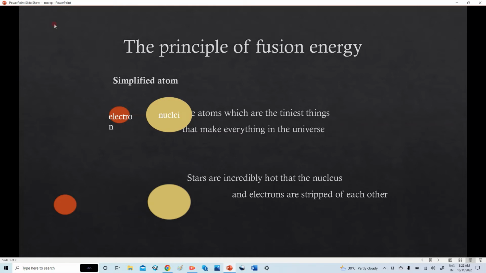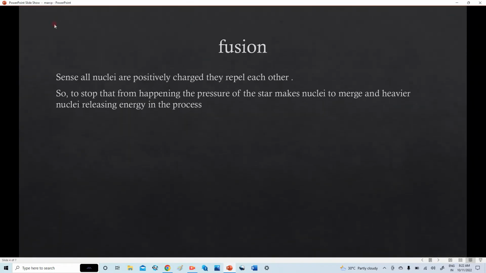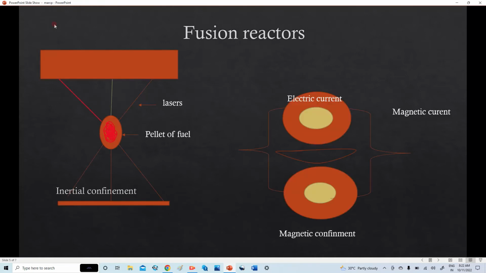Now, you see, those two nuclei have to fuse. To make this happen, pressure inside the star makes them merge into heavier nuclei, and in this process, they release energy. Now, there are two ways of doing this, such as inertial confinement and magnetic confinement. So, first, let's learn about inertial confinement.